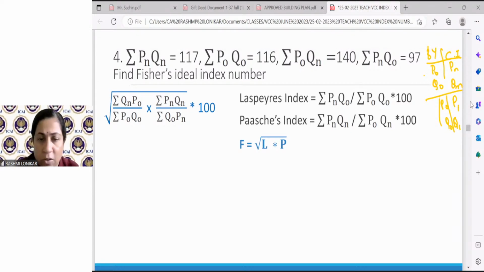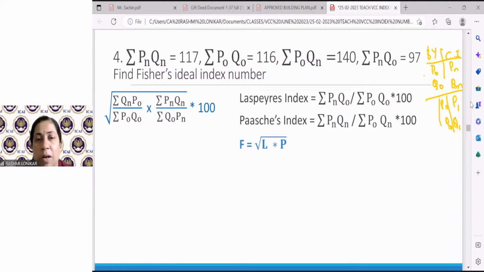See, there are 3 ways in it. First, raw data is given to you, you are given prices and quantities, and then you are asked to find these index numbers. Second, summations are given to you and they ask you to find the index number. Or third, you use the relationship between them, that is F square is equal to L into P. So either of them.